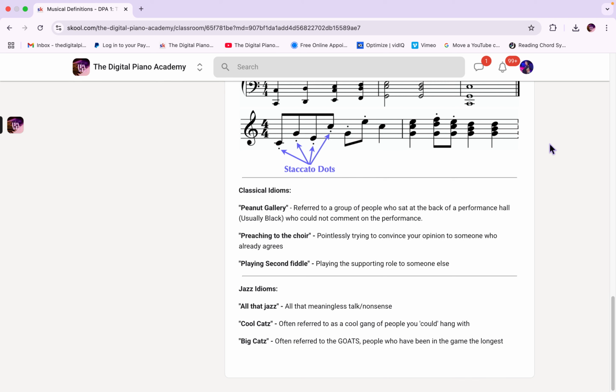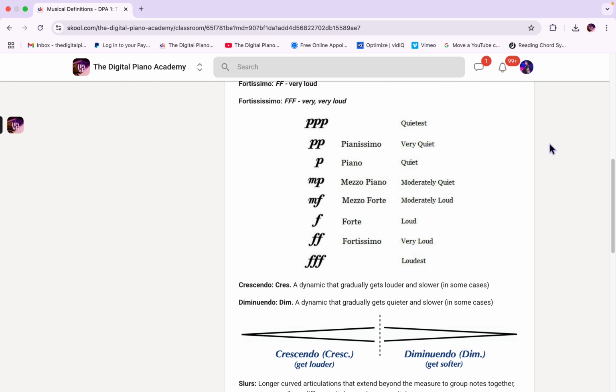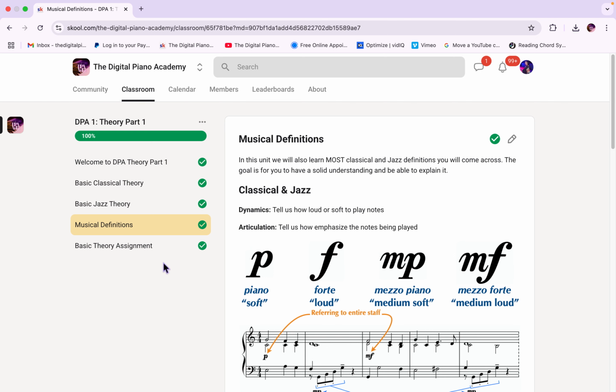Cool cats often refers to cool gangs, people you, quote unquote, could hang out with. You have big cats, often referred to as the GOATs, the greatest of all time, people who have been in the jazz industry or the music industry the longest and have the most influence.